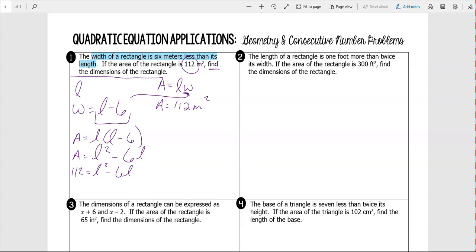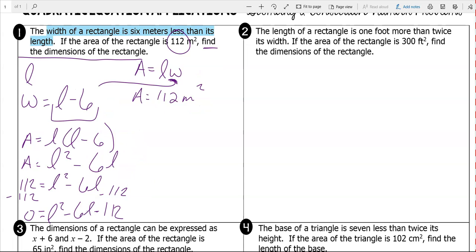Now we're going to solve for L. We need to make this equal to 0, so we subtract 112 from both sides, and that makes our final quadratic equation, even though it has an L instead of an X, 0 equals L squared minus 6L minus 112. Now we're going to plug that into our quadratic formula, which remember is X, or in this case L, equals the opposite of B plus or minus the square root of B squared minus 4AC all over 2A. Then we simplify by plugging in our values that we know. A is 1, B is negative 6, and C is negative 112.